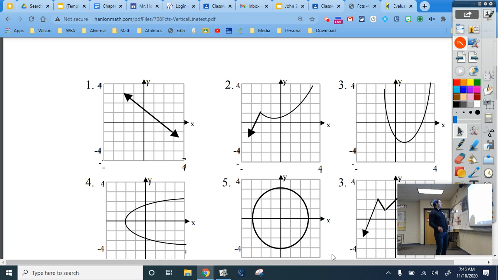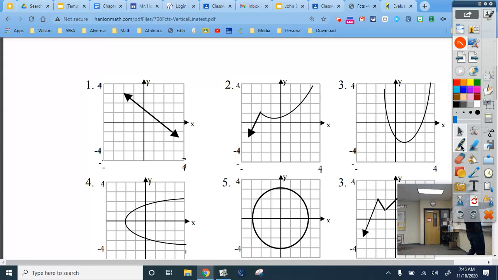Hey, welcome back, everyone. Today we're going to discuss functions, and really we're going to discuss how to look at a graph and tell whether it's a function or not. Okay, so there are a couple terminologies that we should already know. We should know that there are these graphs that are known as functions.